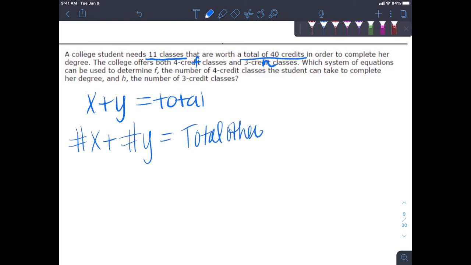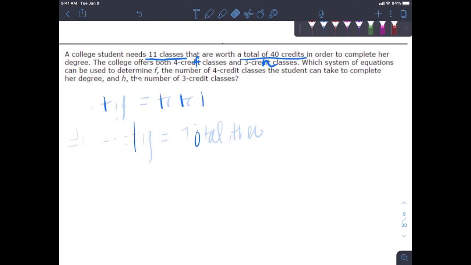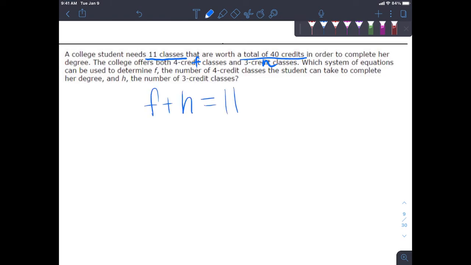It's going to be X plus Y equals the total number of things, and then number X plus number Y equals the total number of whatever else. Money, classes, credits, etc. Okay? So, first thing, I'm taking 11 classes. F plus H equals 11. And my 4 credit classes and my 3 credit classes need to add up to 40 credits.